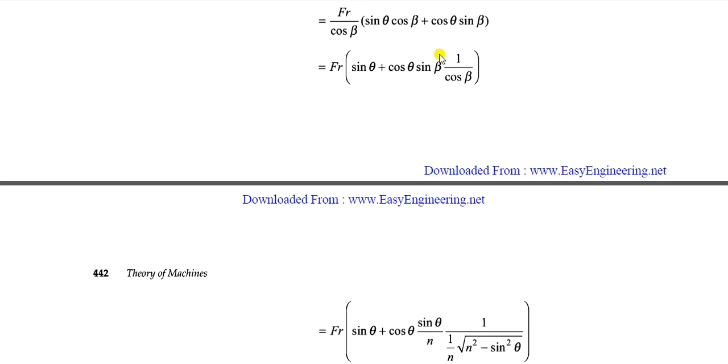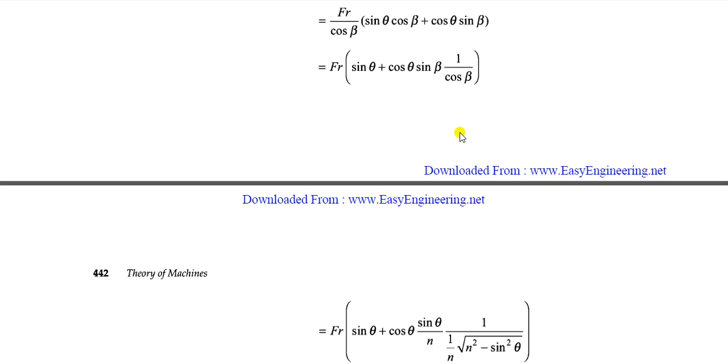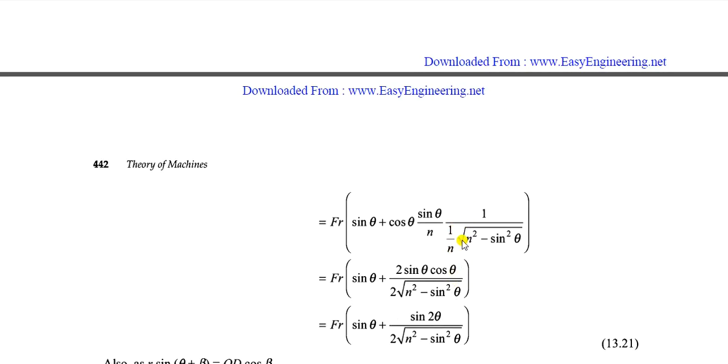Okay, so sine beta is equal to sine theta by n, and cos beta is 1 upon n times the square root of n squared minus sine squared theta. Okay, this n got cancelled out, and this is sine theta cos theta. Now to make this sine theta cos theta into 2 sine theta cos theta, we are multiplying and dividing by 2, means multiplying by 2 in the denominator and numerator.